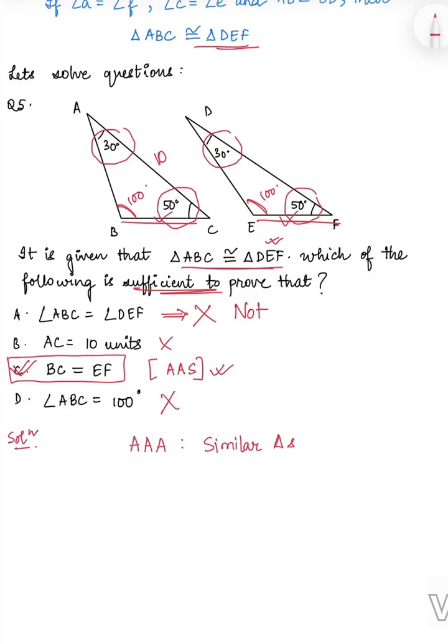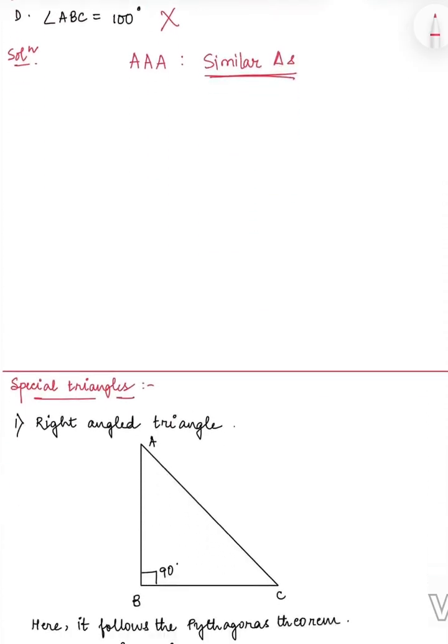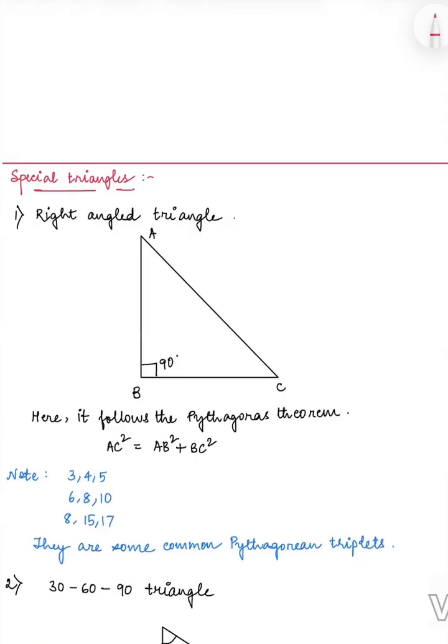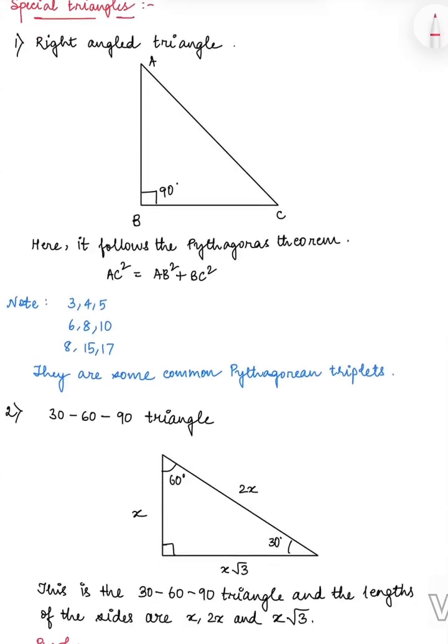Keep this in mind that AAA is a property of similar triangles. It does not prove congruency. Now we move on to the last concept, that is the special triangle. The first is a right angled triangle. What does that mean? That any one angle must be 90 degrees. So this will basically follow the Pythagoras theorem. So that is the hypotenuse, that is AC square will be equal to AB square plus BC square.